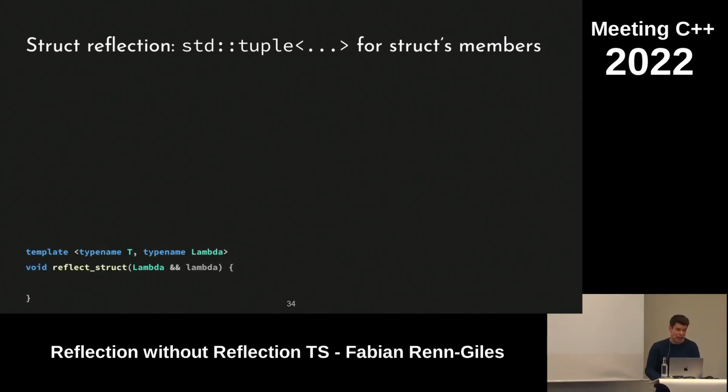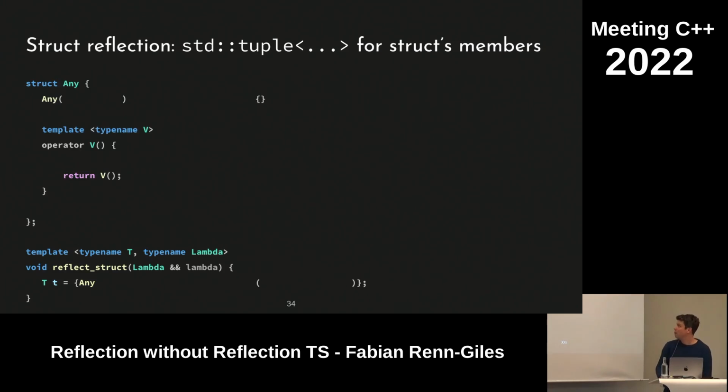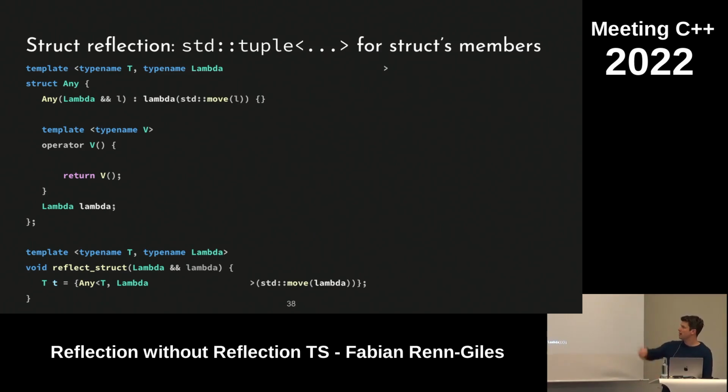We're going to use the same trick as before. We're going to do aggregate initialization, but we're actually only going to initialize the very first member. And we're going to initialize the very first member with the same any class that we did before. So we have our any class here, and we have our implicit conversion operator just as before. And now we're just going to add some template parameters to this any. So first we're going to add the struct that we're trying to reflect on, which is T. Then we're going to add a lambda because we want to pass in this lambda into the any, because we're going to need that later on.